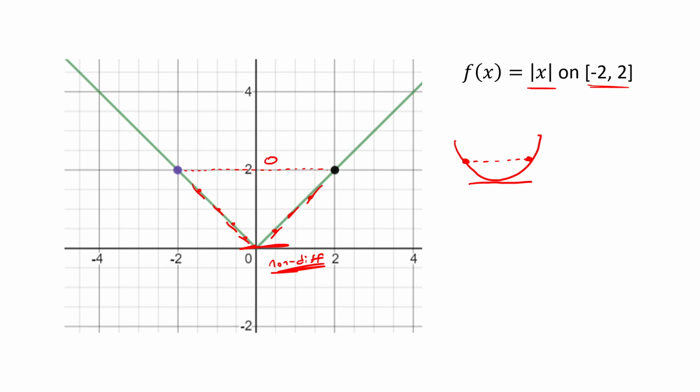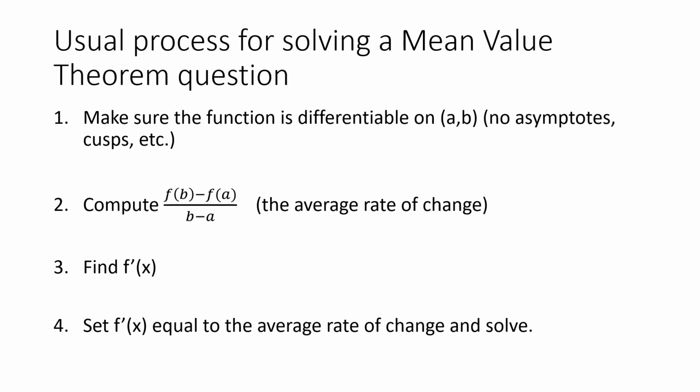That's probably not something that's going to happen for us very often, but it's just something we need to be aware of. Okay, so to summarize, this is the process. First thing you do when you're solving something with the mean value theorem is you make sure it's differentiable. So no asymptotes, no holes, no gaps, no funny business, no cusps. As long as it is, then you go ahead and compute f of b minus f of a, you find your derivative, and then you set them equal and solve.